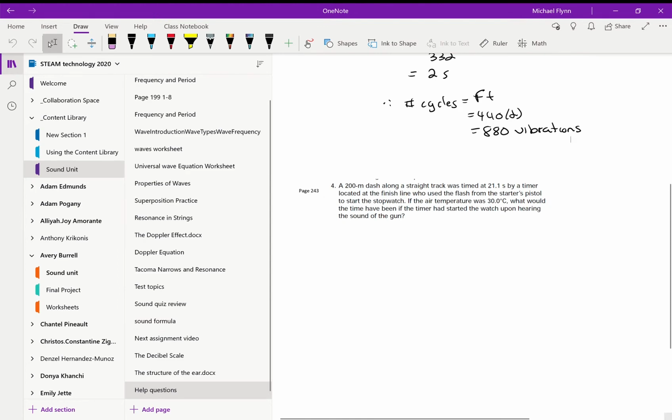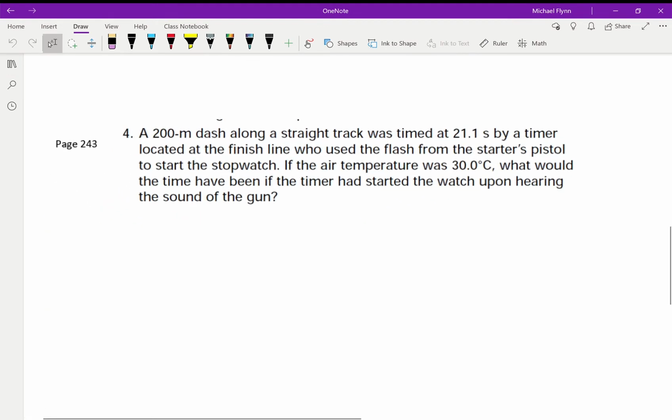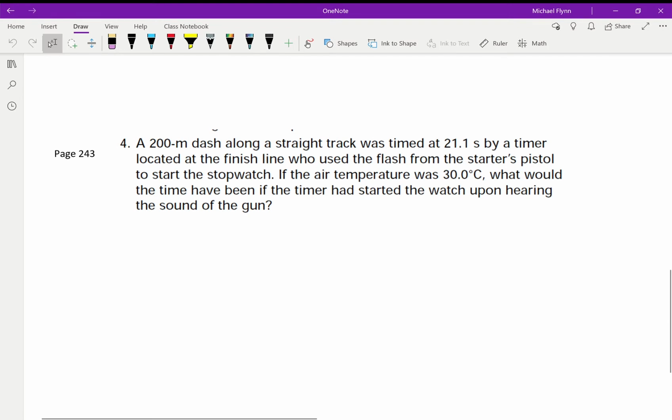So with that in mind, page 243, it says here a 200-meter dash along a straight track was timed at 21.1 seconds. That's an excellent time, like getting to Olympic level. It was timed by a timer located at the finish line who used the flash from the starter's pistol. Now they used to fire a gun, and basically there'd be a flash of light, and then he started the stopwatch. The air temperature is 30 degrees. And it says, what would the time have been had the timer started the watch upon hearing the sound of the gun?